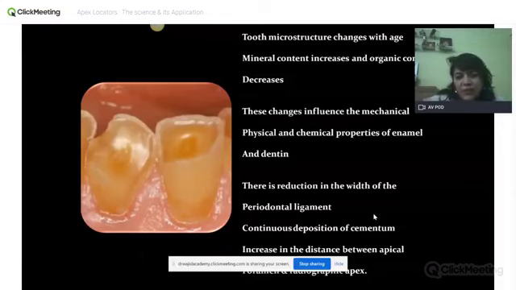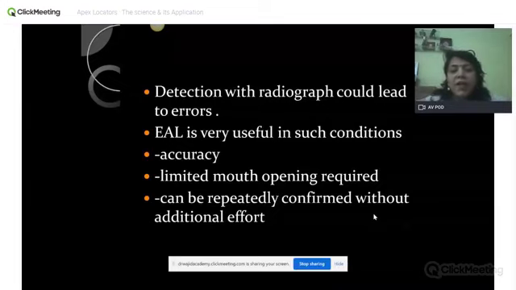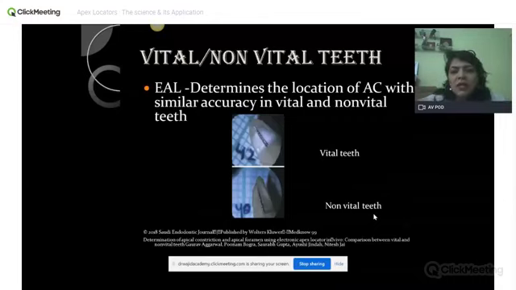So if you were to use a radiograph to determine the working length, then you could get erratic results. And hence, in this particular condition, the electronic apex locator would be very useful and accurate in determining the working length. And also considering other factors that patients generally are not very cooperative, they have limited mouth opening, and you cannot repeatedly raise them for an X-ray, but you can easily confirm your working length repeatedly without additional effort. Now, non-vital or vital teeth.